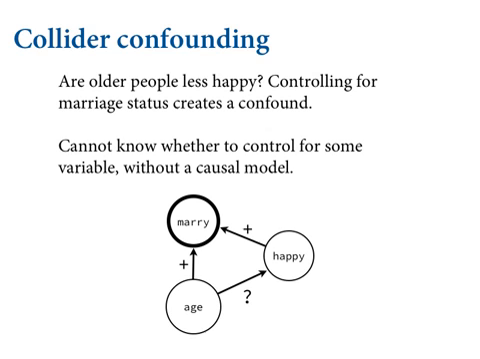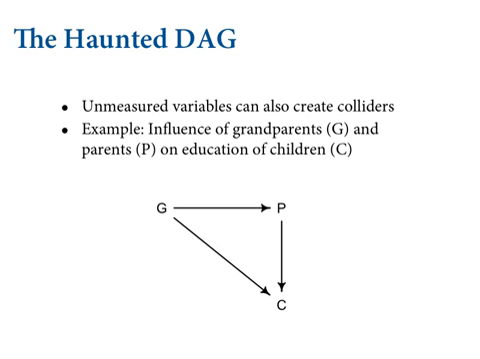I like colliders so much. I have another example. This is one I call the haunted DAG. Colliders are so powerful that they can even occur when you haven't measured one side of the collider. It can be an unobserved confound and you can still get collider bias. Isn't that cool? Let me show you how that works. So this is like haunting.